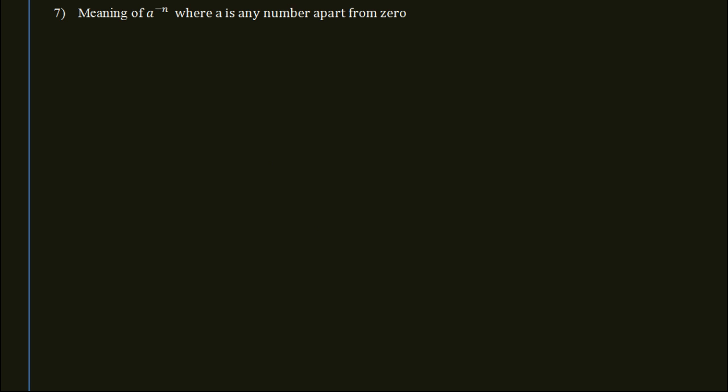Next, let us look at the meaning of a to the power -n, where a is any number apart from 0. Consider a to the power -n times a to the power n. This will equal a to the power -n plus n, and this follows from the fundamental law of indices. So on further simplification we shall have a to the power 0, and provided that a is not 0, any number to the power 0 is 1. So we shall have 1 as the answer. So rewriting the above equation, and dividing by a to the power n on both sides of the equation, a to the power -n will be equal to 1 over a to the power n.